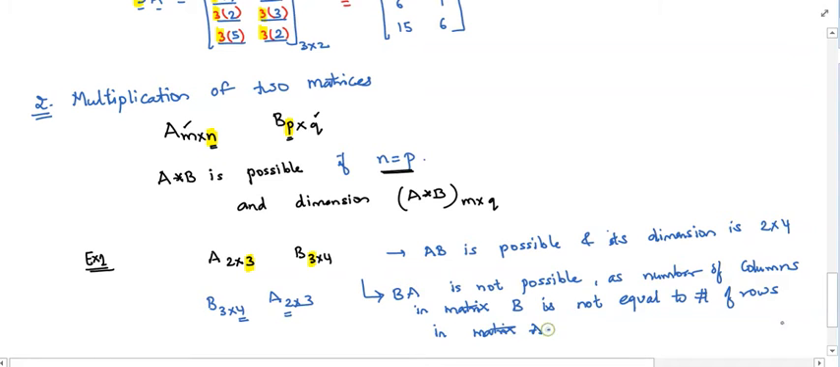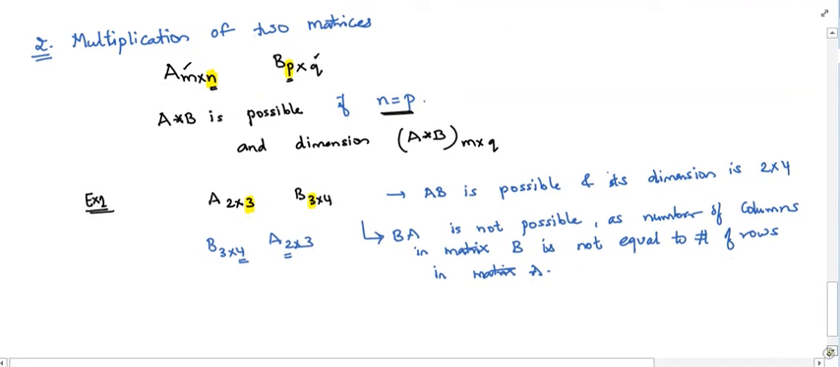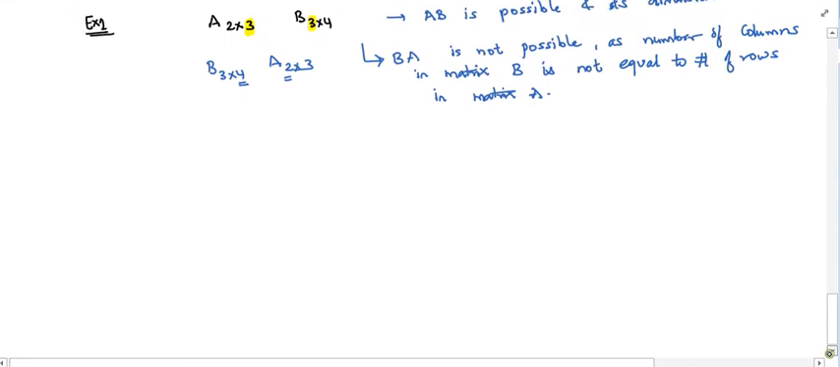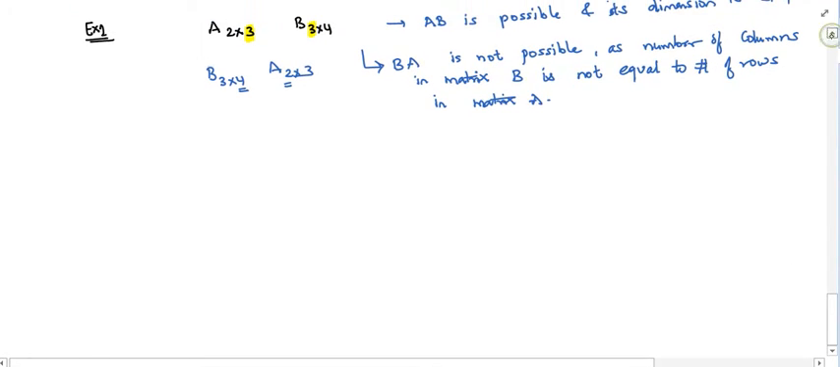Okay, so these are the basics that you should know. Knowing the operation is good, but at least you should know when it is possible and when it is not possible. So once matrix multiplication is possible, let us see how we do that. I'll explain it with the help of an example directly.